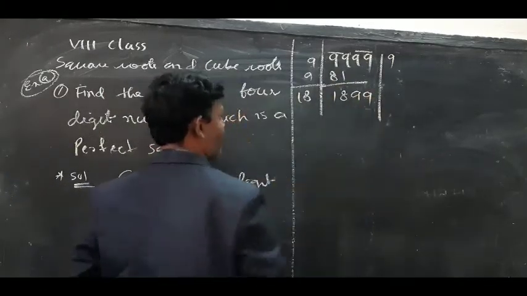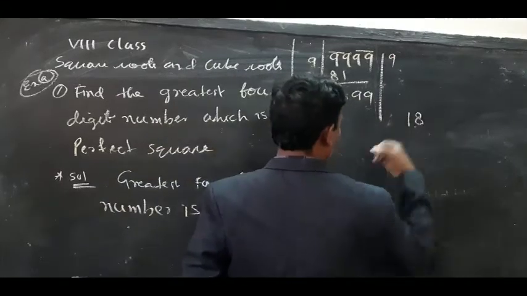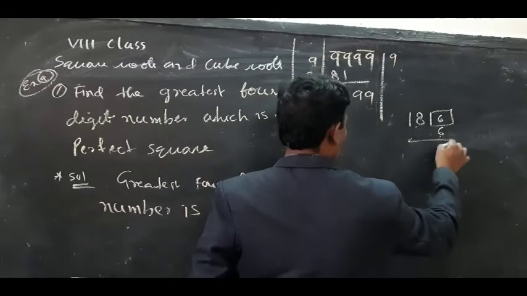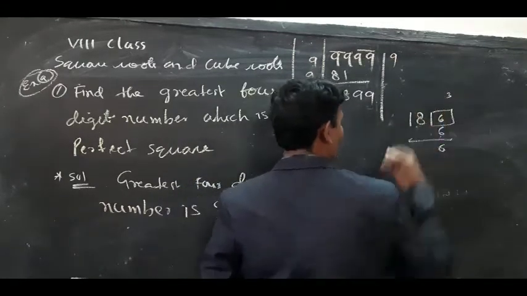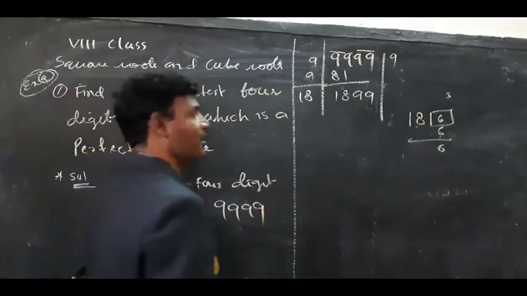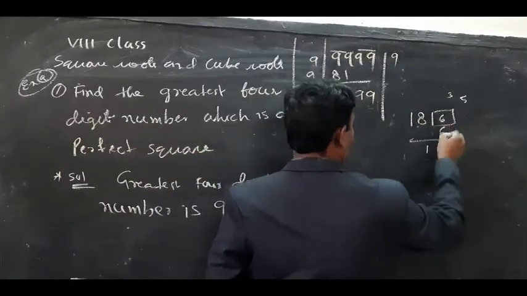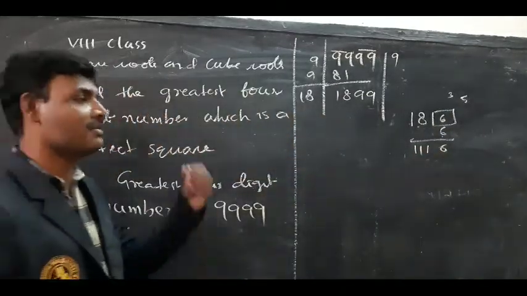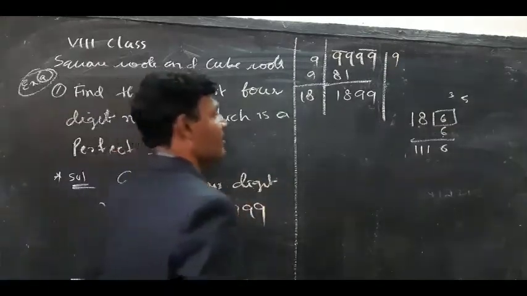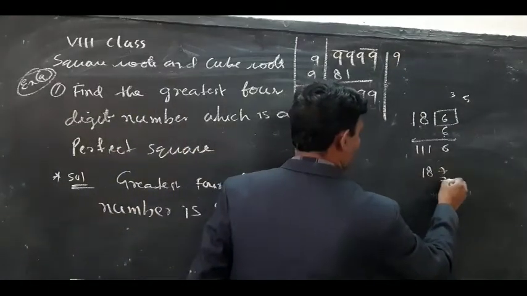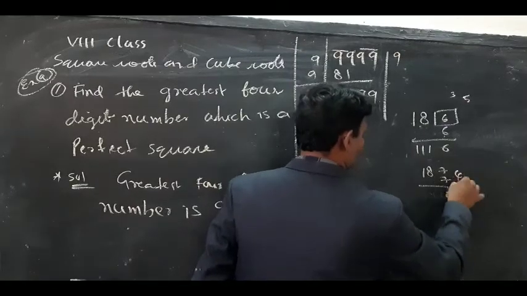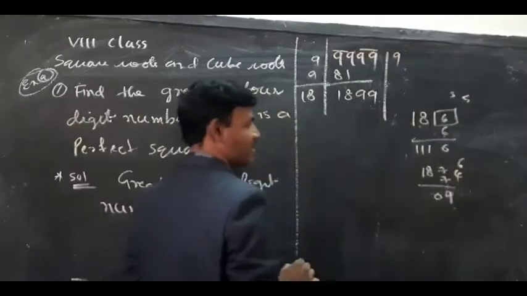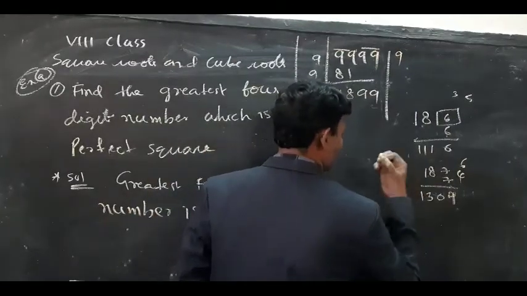So double 9. Now I am dividing 18 with an empty box. For example, if I took 6 here, 6 6s are 36, 6 7s are 42... that is not the nearest number. Now take 7. 7 7s are 49. 7 8s are 56. 7 plus 6 is 13. Not the nearest.